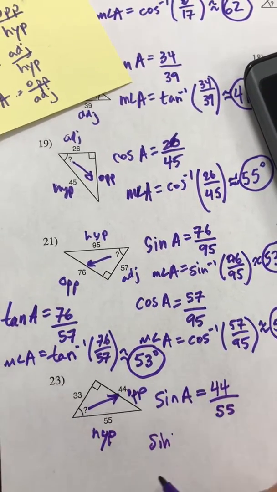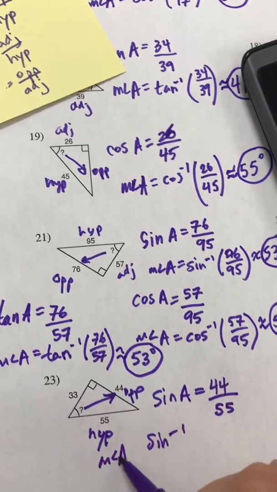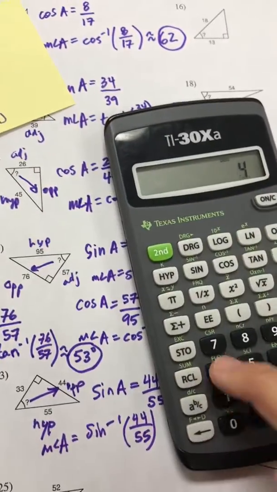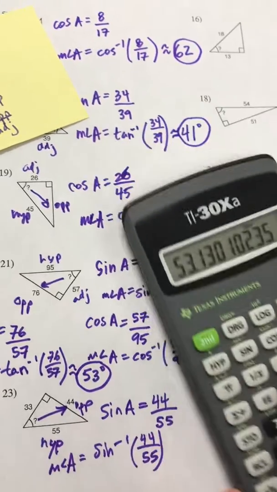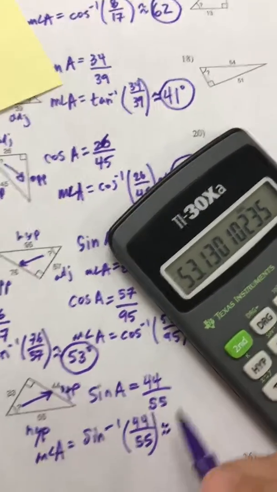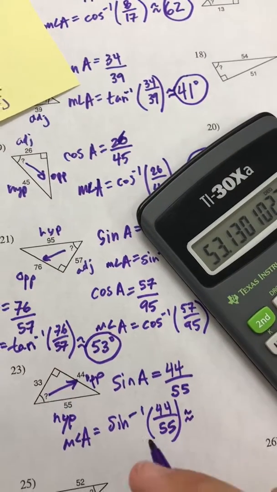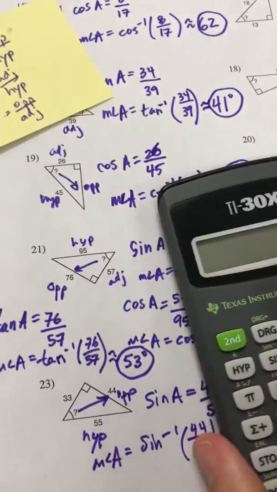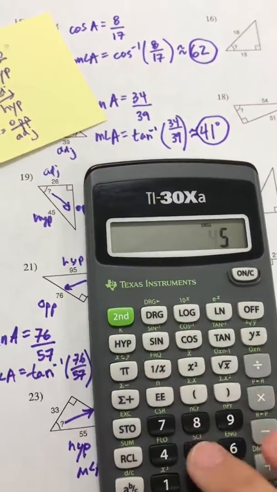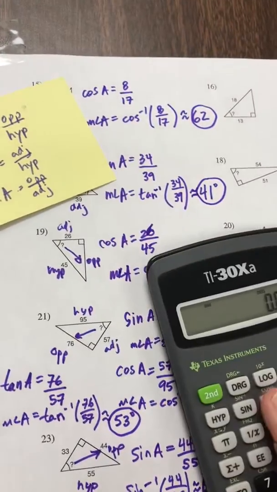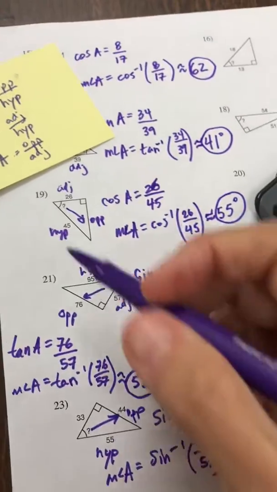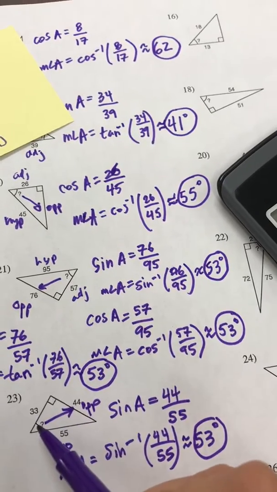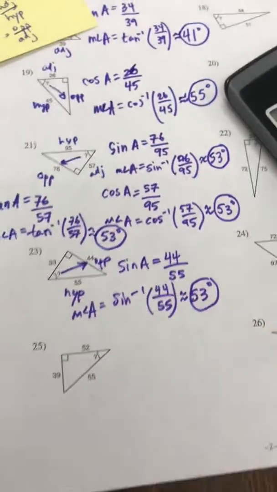My favorite happens to be sine. So the measure of angle A would be the inverse sine of 44 over 55. Oh, weird. That's the same answer as the other problem. It's kind of cool. So here I have the angle 53 degrees rounded to the nearest. Let me type that in one more time. 44 divided by 55, second sine. Yep. So these two triangles must be similar because they have the same angles. They have a 90-degree angle, a 53-degree angle, and whatever's left over will be the same number.